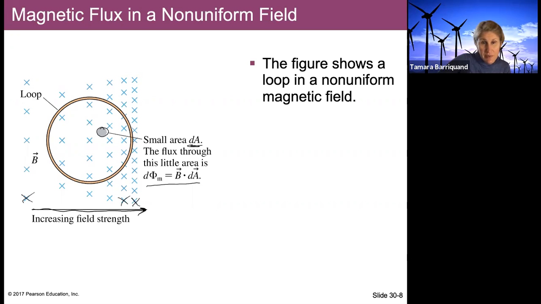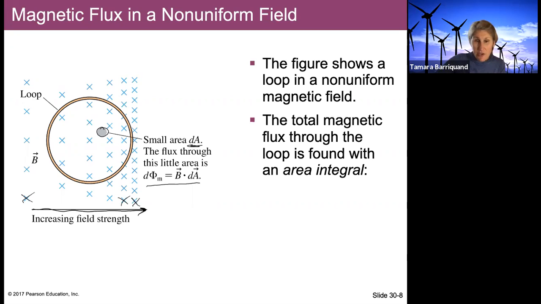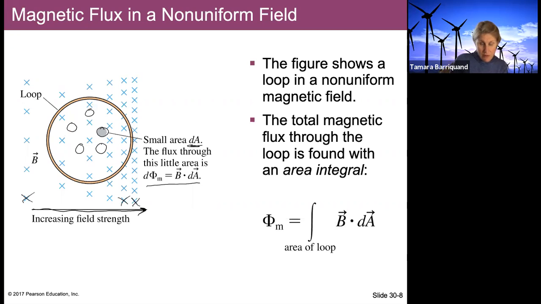The figure shows a loop in a non-uniform magnetic field. The total magnetic flux through the loop is found with an area integral. So we need to add up all these little pieces dA throughout our loop. We're going to integrate over the entire area of the loop, and that'll be B dot dA. Since the magnetic field in this case is changing, we have to look at each place and add up all the little pieces, because it's not the same for each piece.